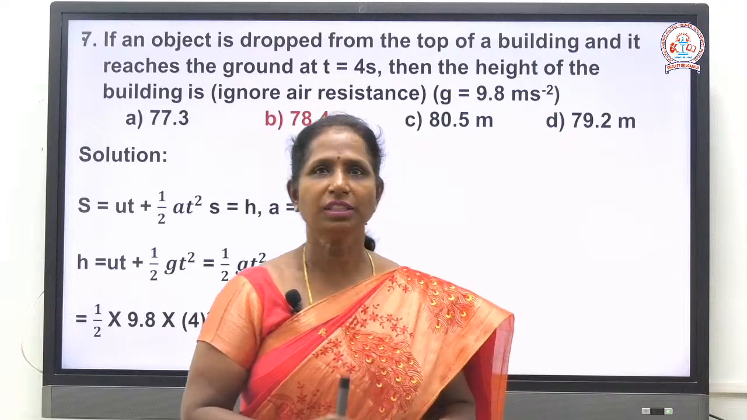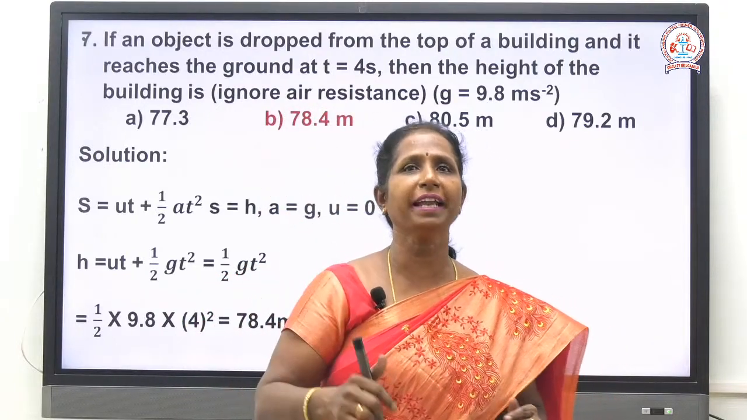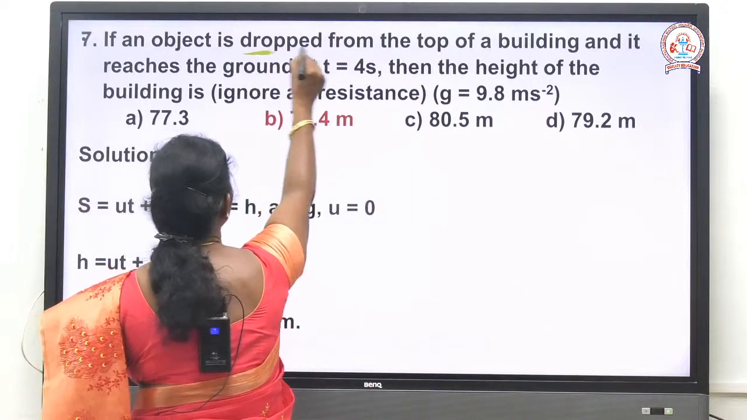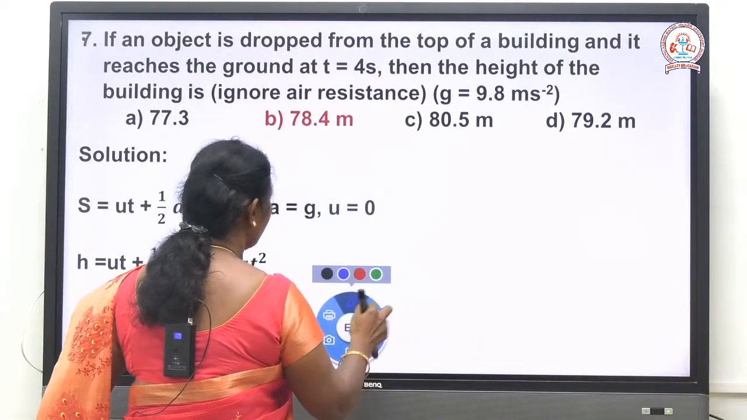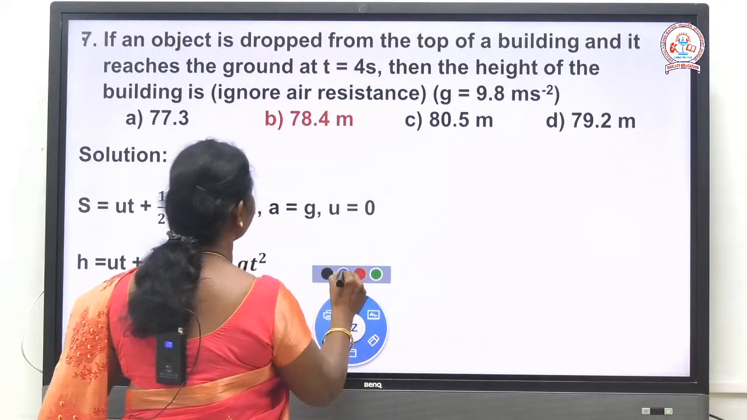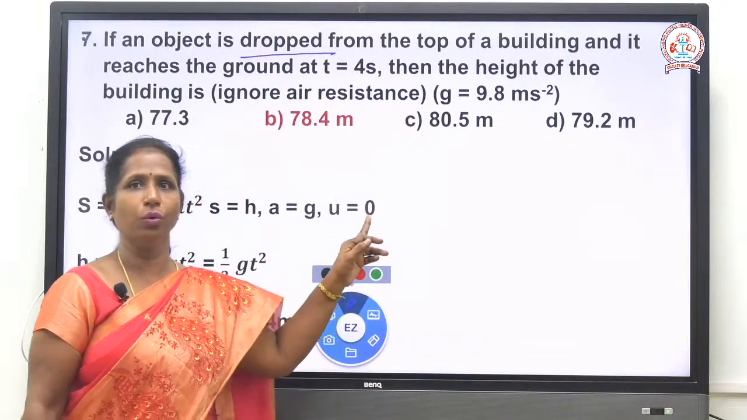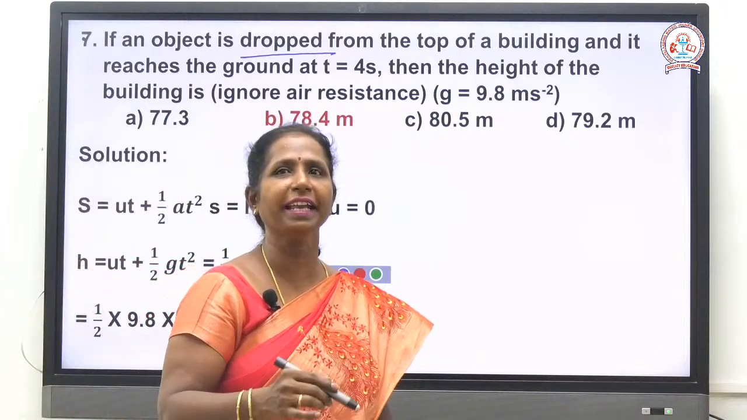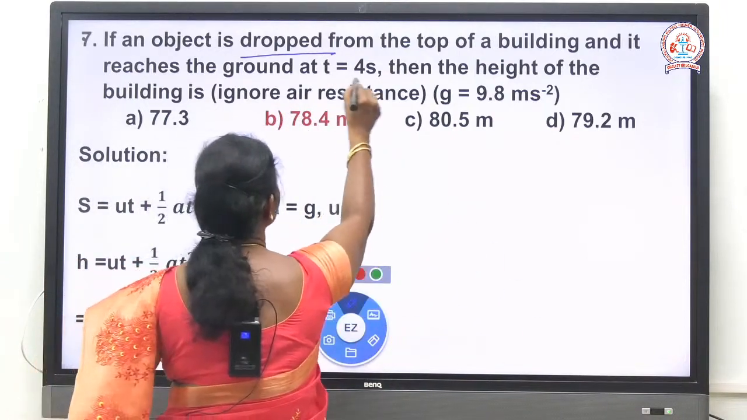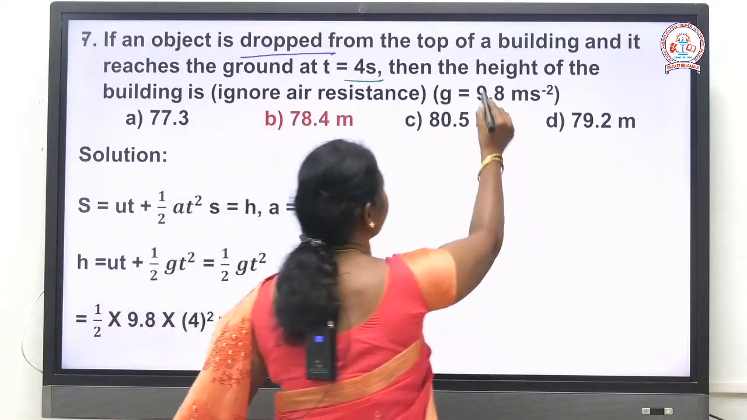Then the next one is the 7th one mark. If an object is dropped from the top of a building, whenever you come across the word dropped, it means u equals 0. It is indirectly given. And it reaches the ground at t equal to 4 seconds. Time is given. We are supposed to calculate the height of the building.